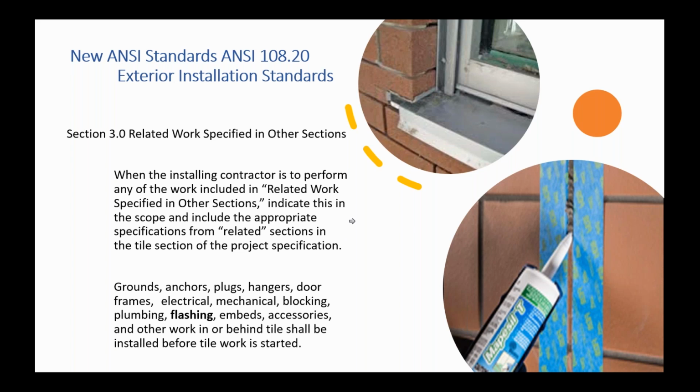Related work. Good example of related work could be caulking. It's commonly in a different division, even in a specification. Could be windows themselves, sills. In the standard itself, it says grounds, anchors, plugs, hangers, door frames, electrical, mechanical, blocking, frame, flashing, embeds, accessories, and other work in or behind the tile shall be installed before the tile work is started. So what we're trying to do, of course, is prevent other trades from coming in and ruining our work.